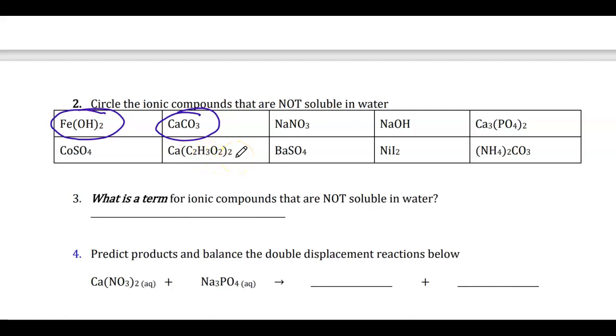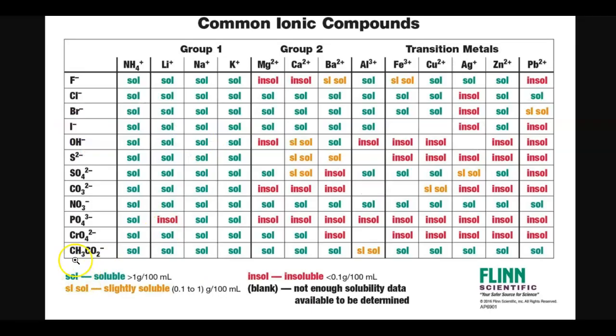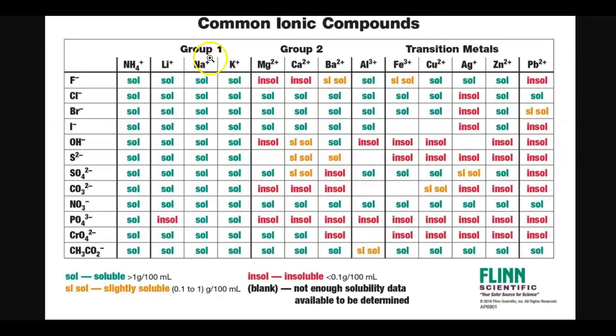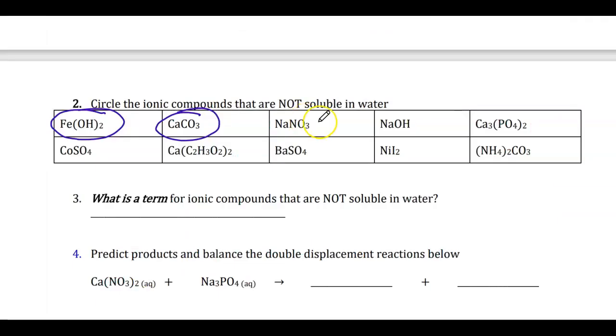Okay. The next one is calcium C2H3O2 two times, right? So what is this? Let's find it. Oh, we can, right? C2H3O2 and calcium, and you can see it's soluble, so it's calcium acetate. It's soluble. Sodium nitrate, and you already know that all compounds of sodium are soluble, so do not circle it.